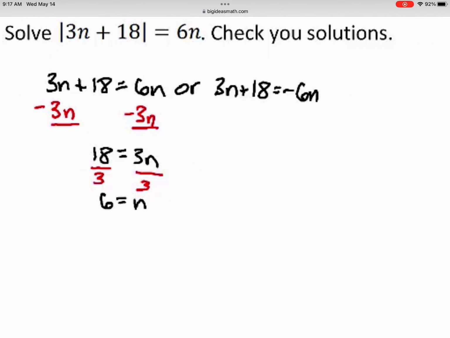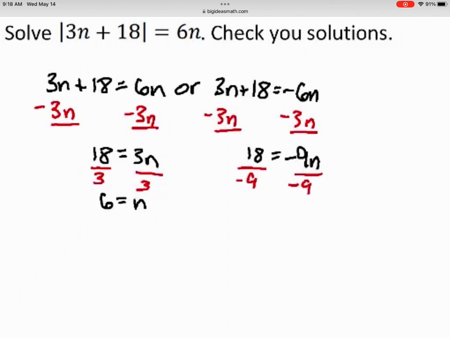Similarly, to solve 3n plus 18 equals negative 6n for n, first get all of the n terms on the same side by subtracting 3n from each side, giving you 18 equals negative 9n. Then divide each side by negative 9, leaving you with negative 2 equals n. Now you need to check the apparent solutions to see if either is extraneous.